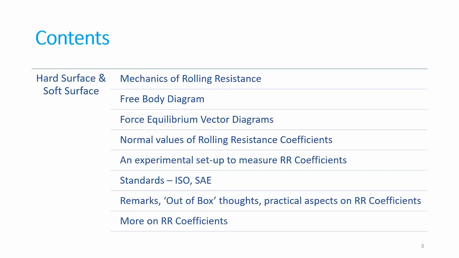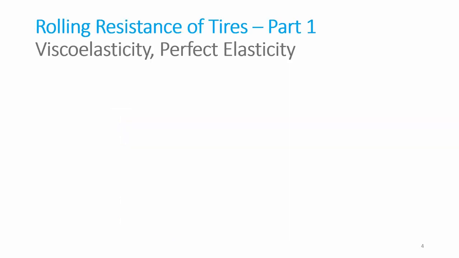Now, let us come to the contents of the presentation. I am covering the rolling resistance for both hard surface as well as soft surface. I am covering the mechanics of rolling resistance first, then I will go to the free body diagram, then to the force equilibrium vector diagrams, and the normal values of rolling resistance coefficients, and an experimental setup and the relevant standards of ISO and SAE of rolling resistance, and some out of box thoughts on rolling resistance and some more information on rolling resistance.